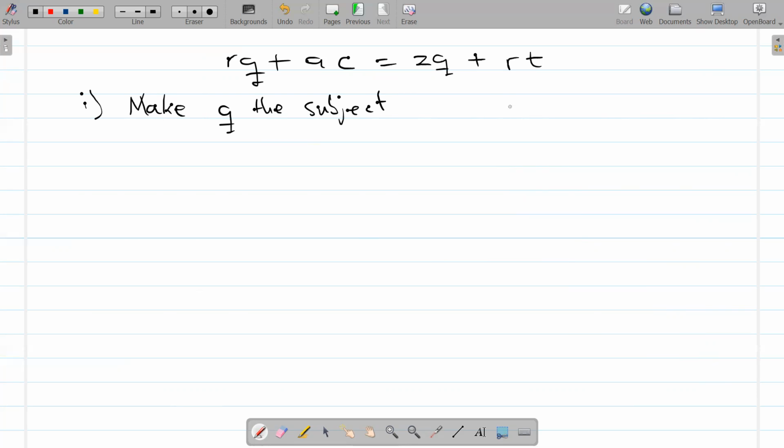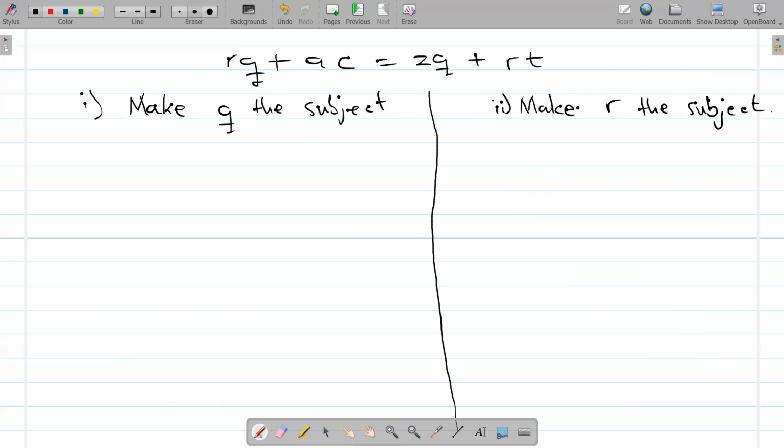That is the first one. And the second one, make R the subject. Is it an assignment? No, we are doing it now. So make kill the subject, make R the subject. So just take your time, do it step by step, one after the other. You'll get it.